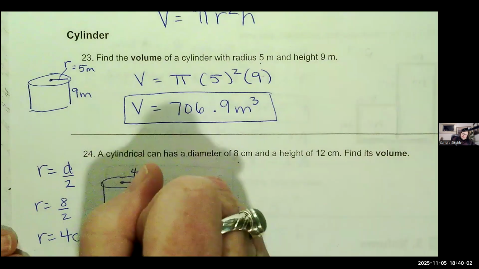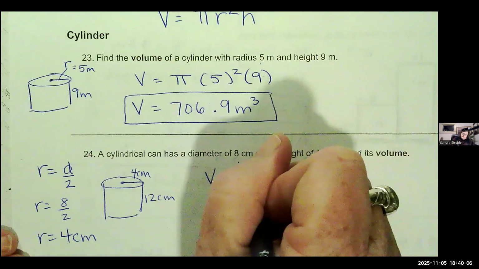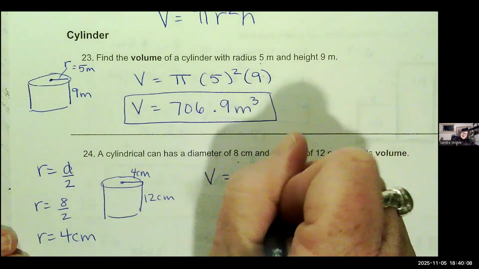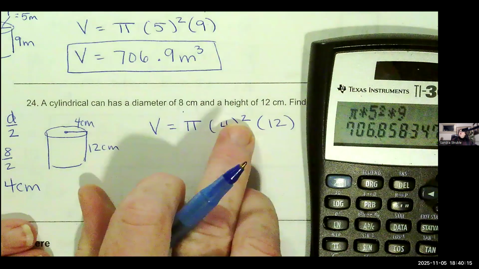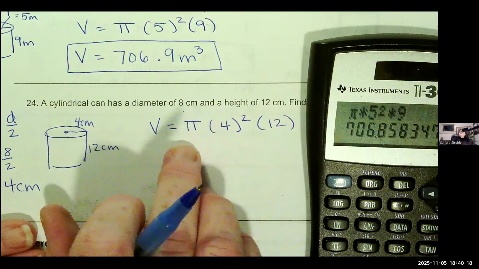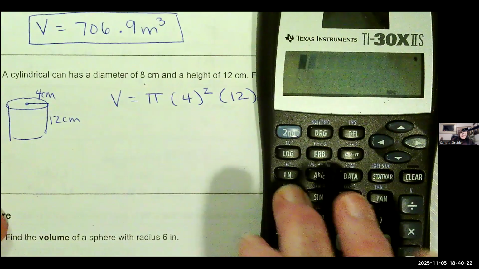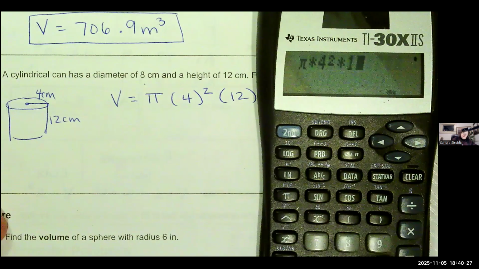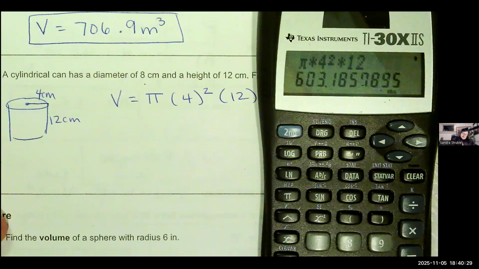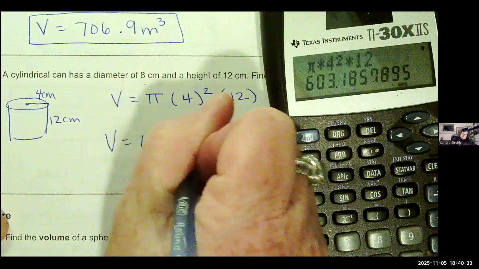My volume for the cylinder is pi times the radius squared times the height. Put that all in again. You could do 4 squared and get 16 and do pi times 16 times 12. It's totally your call how you'd like to do this. So pi times 4 squared times 12 equals 603.2. Our volume is 603.2, and this is centimeters cubed because it is volume.